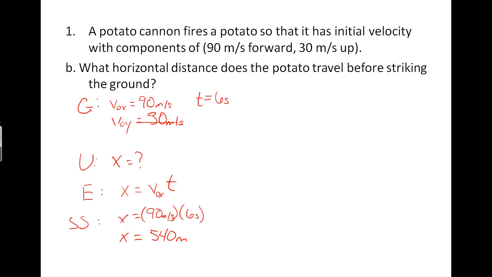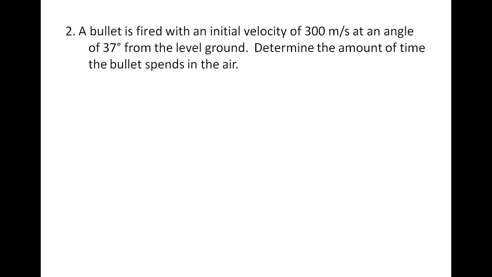Now let's go on to question number 2. Question number 2 says a bullet is fired with an initial velocity of 300 meters per second at an angle of 37 degrees from the level ground. Determine the amount of time the bullet spends in the air.